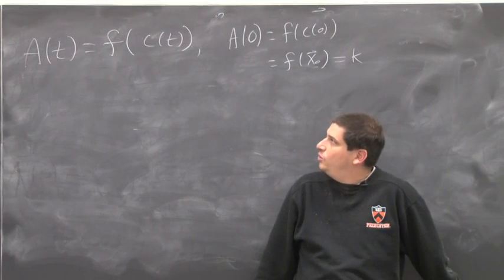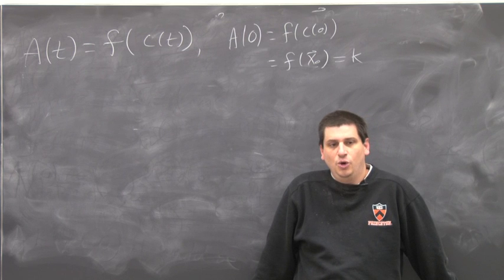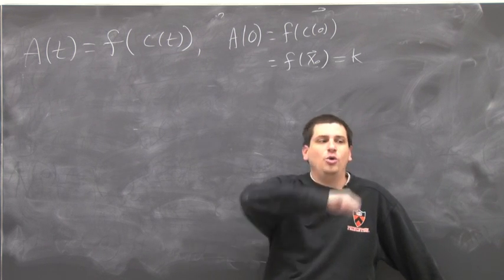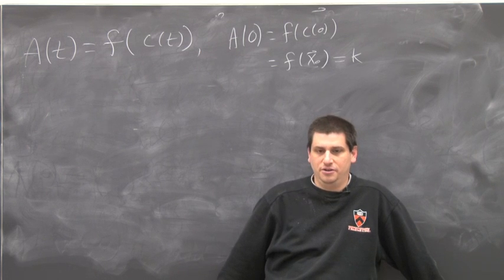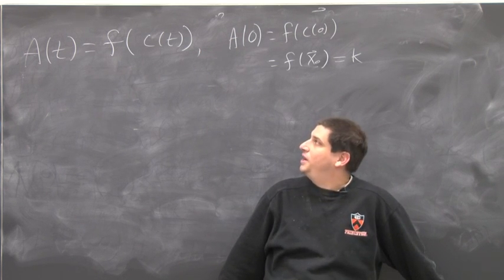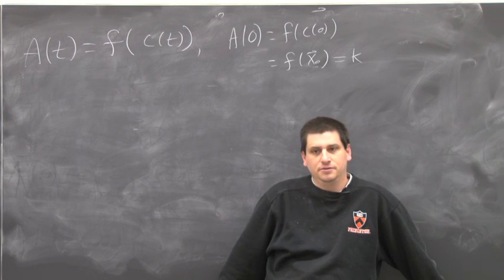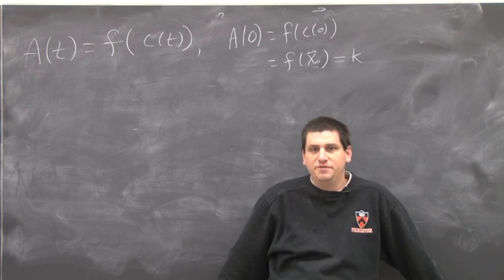So we know what's going on when t equals 0. What about other values of t? So I tell you, c of t always stays in the level set. So what do you know about f of c of t? What must f of c of t equal?